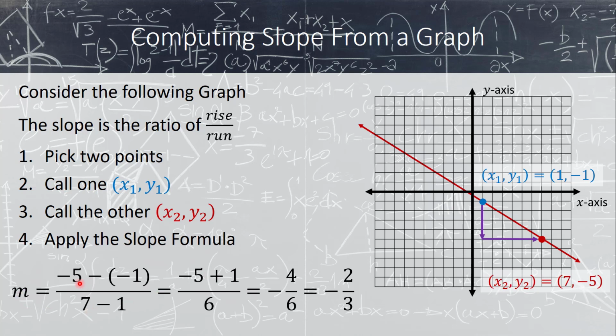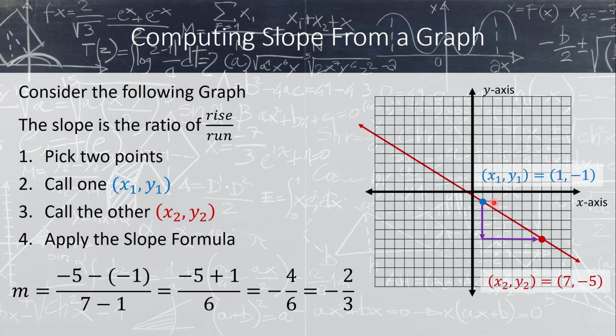I'm going to call this one x1, y1, this one x2, y2, and I'm going to have y2, which is -5, minus y1, which is -1, and that basically turns into -5 plus 1. For the x variables, I have 7 minus 1, which is just 6. -5 plus 1 is -4 over 6, which is -2/3. And notice how you're going downhill on this particular line, so it makes sense that this slope would indeed be negative.